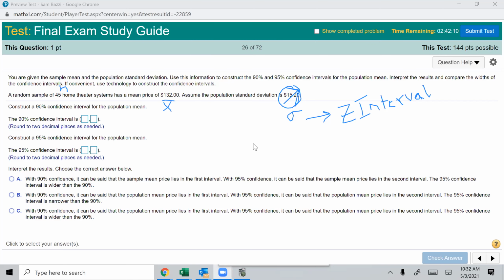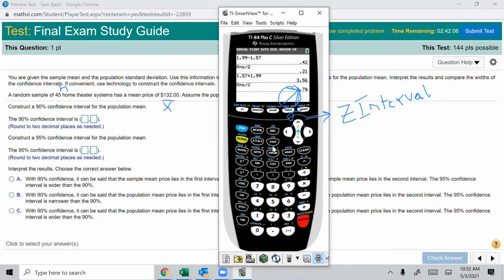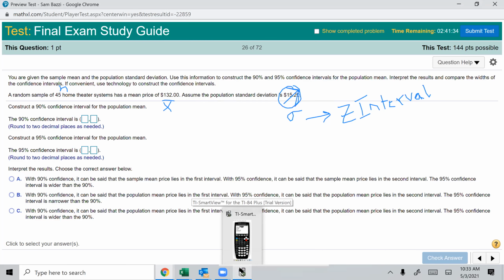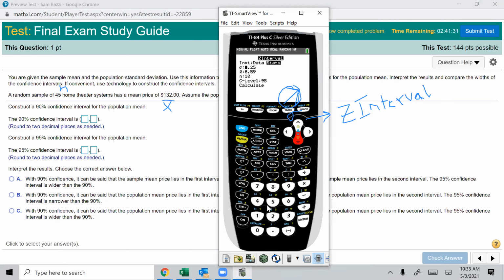So let me remind you how to do that on the calculator. So stat, tests, Z interval. Oops, sorry. Enter. Okay, I have a summary. I don't have data, so just use stats. Okay, you see the prompt, guys? It asks you for sigma, and he gave you sigma here. And what was sigma in there? 15.20.